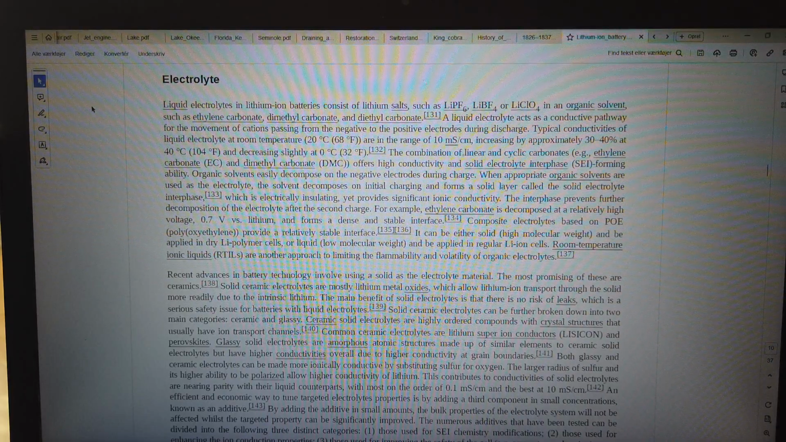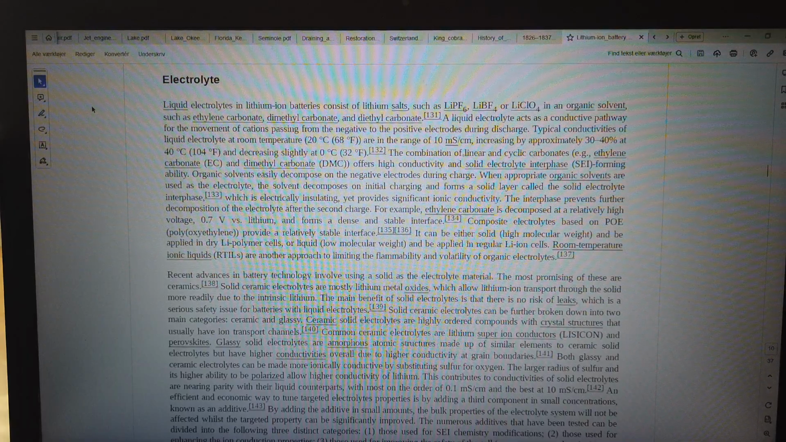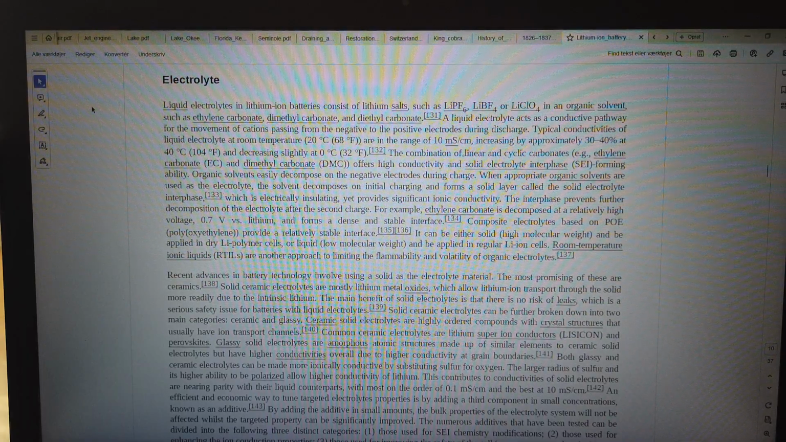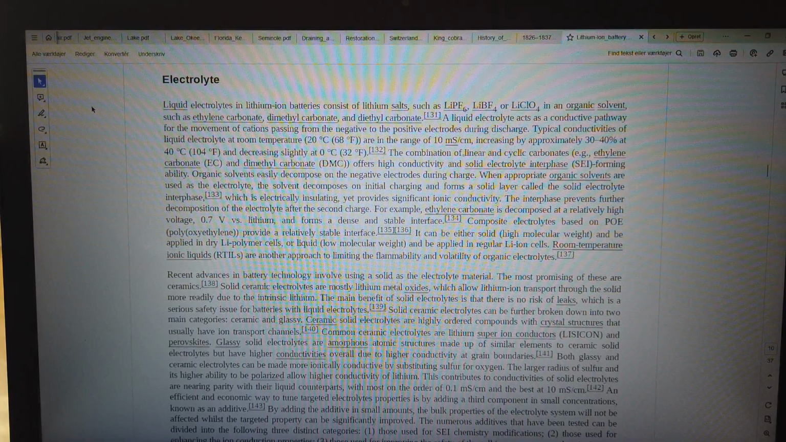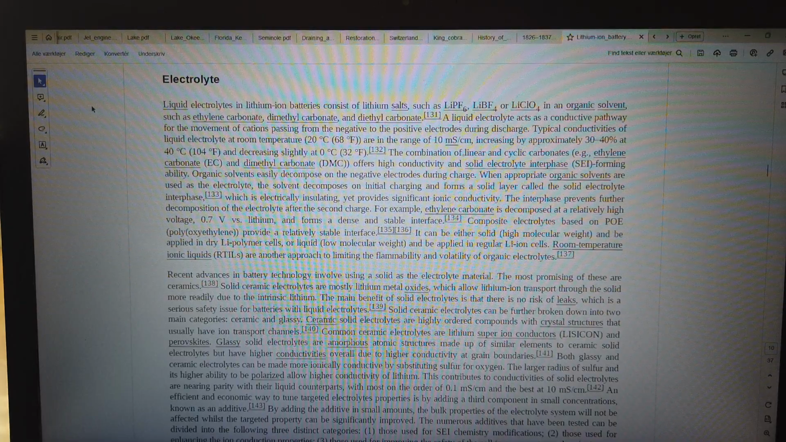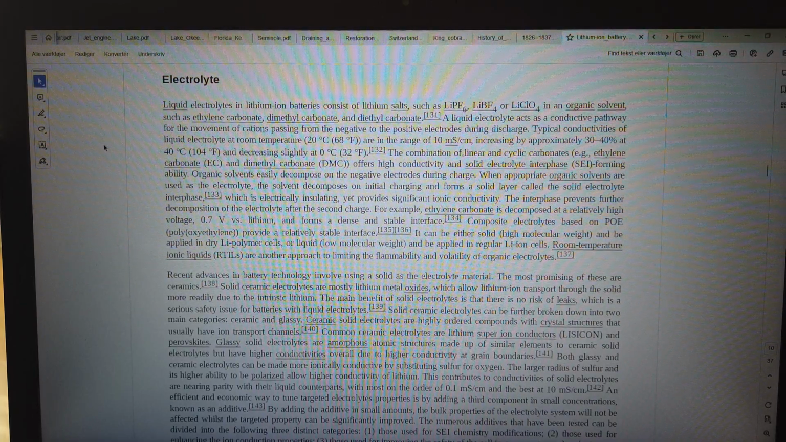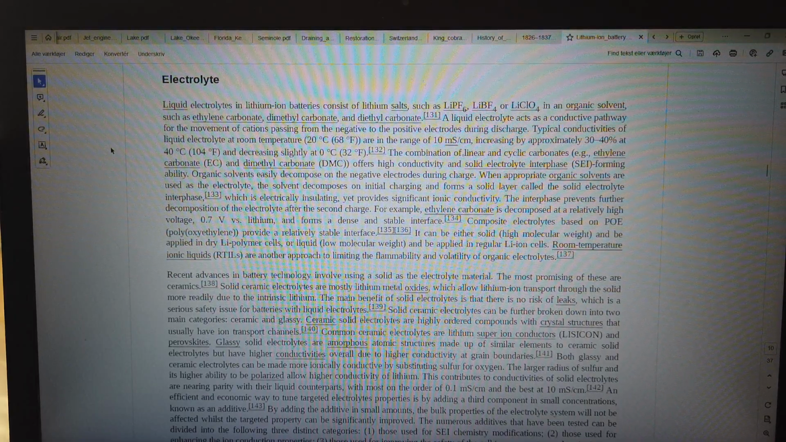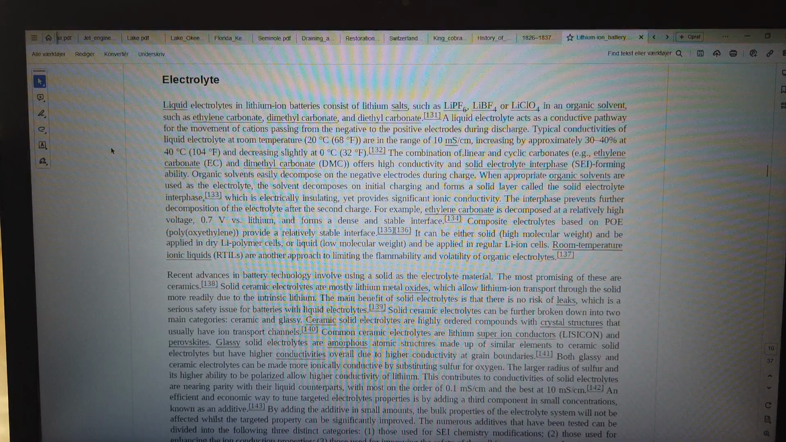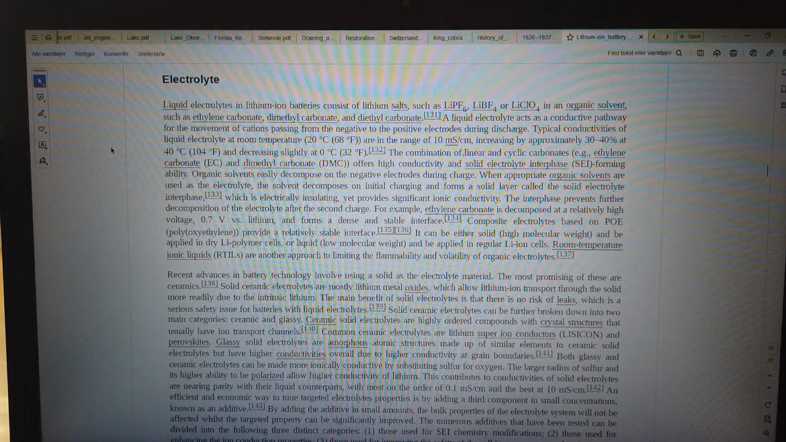131. A liquid electrolyte acts as a conductive pathway for the movement of cations passing from the negative to the positive electrodes during discharge. Typical conductivities of liquid electrolyte at room temperature, 20 degrees Celsius, 68 degrees Fahrenheit, are in the range of 10 ms/centimeter, increasing by approximately 30–40% at 40 degrees C, 104 degrees Fahrenheit, and decreasing slightly at 0 degrees Celsius, 32 degrees Fahrenheit.